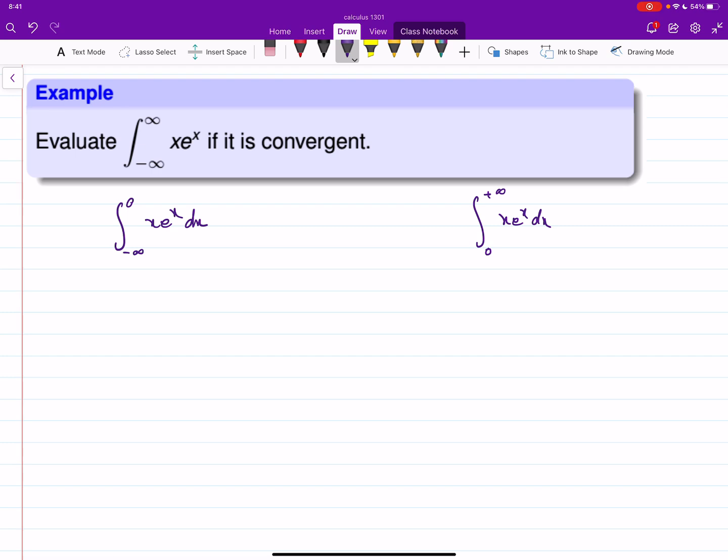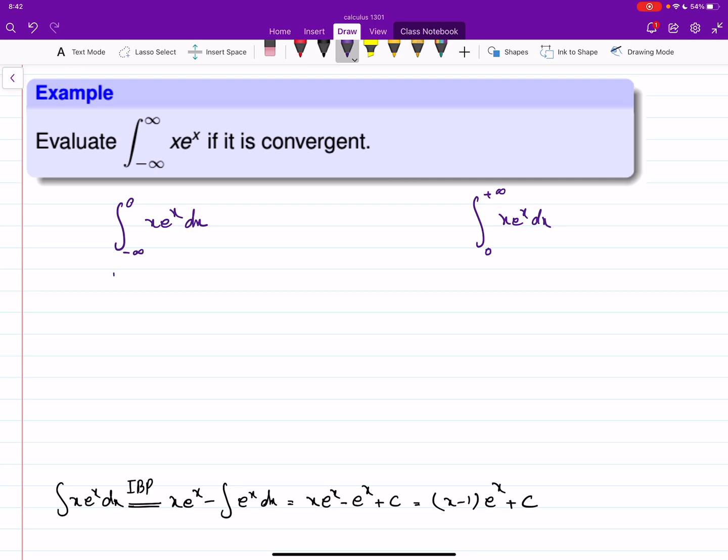But to check the divergence of each one, we need to know the antiderivative of x e to the power x dx. This we can find using integration by parts. This will give me x e to the power x minus the integral of e to the power x dx, which will be x e to the power x minus e to the power x plus c. But I can factor out e to the power x and get this one. So I have that antiderivative there.